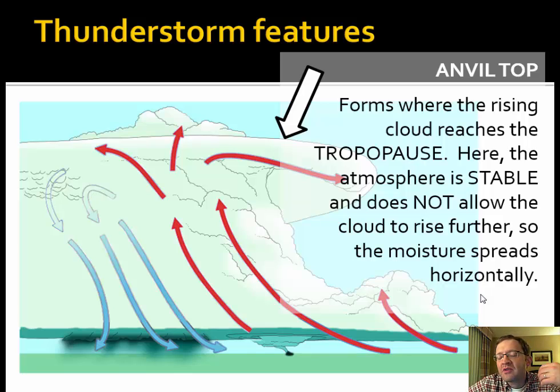So the first feature I've mentioned to you several times and shown you pictures of in the past is an anvil top. When we're looking at a thunderstorm, it flattens out when it reaches the tropopause. And so when you see an anvil top on there, the idea is that it represents an anvil, like you've seen maybe in an old cartoon.